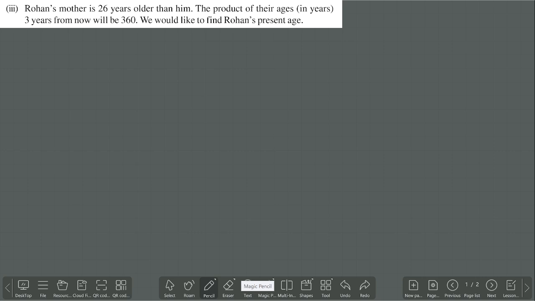So here they asked to form. That's it. They asked to form the equation. They didn't ask to solve. Clear? Shall we go? Right.